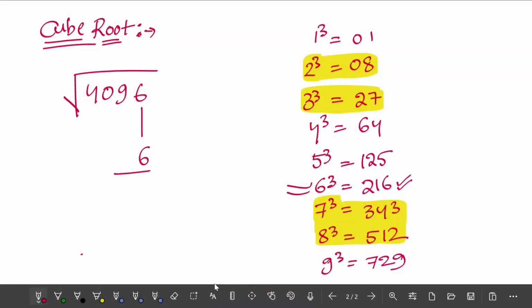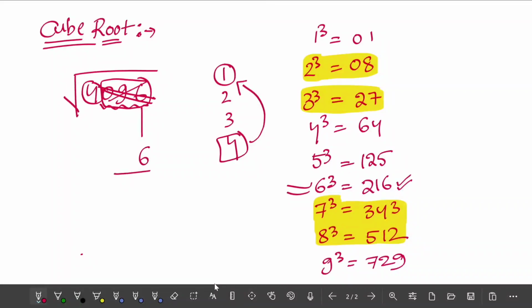Clear? So, for cube root, leave the 3 numbers from the right. Forget these 3 numbers. Now, we have 4. Is there any number before 4 which is a cube number? Sir, before 4 there are 1, 2, 3. Here it is 4. So, before 4 there is a cube number 1. So, 1 is cube of which number? 1. The answer is 16.